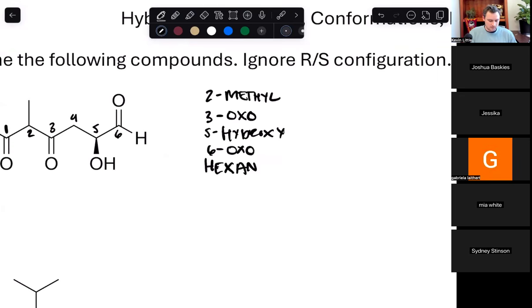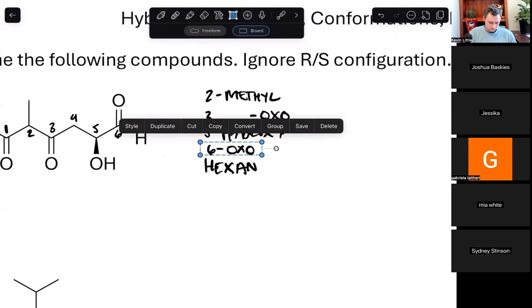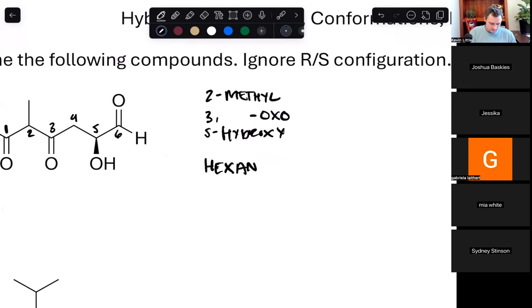And so I noticed something. I noticed that 3 and 6 are the same. So I can lump them together under one name. So instead of 3 oxo and 6 oxo, what I can do is I can say 3,6 oxo. So I like making a chart like this because then I can go one step at a time. So this wouldn't just be oxo, this would be dioxo. So 2-methyl, 3,6-dioxo, hydroxy.